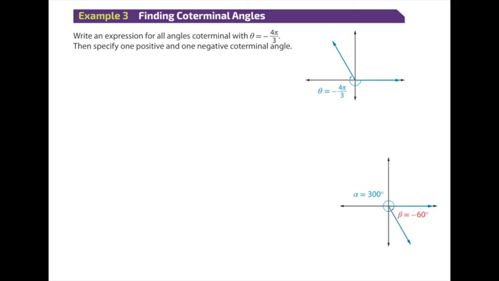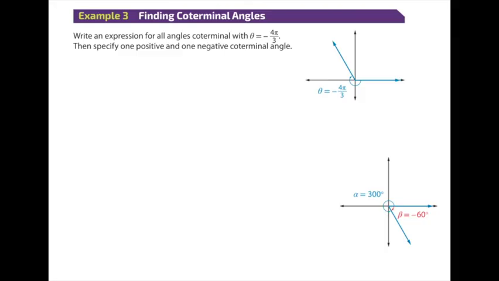The easiest way to find a coterminal angle is to add a circle to it, all right? Or to subtract a circle from it. If I were to take this 300 and add a circle, I would get 360 plus 300, 660. That means I could go all the way around to 660 and end up here.